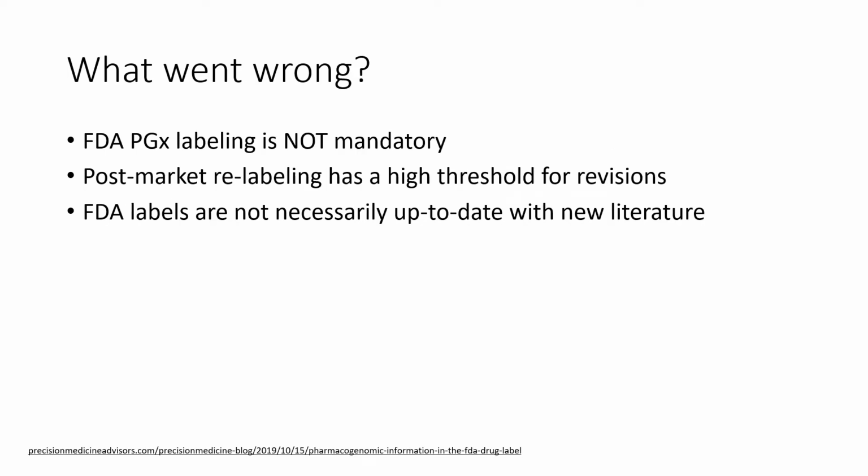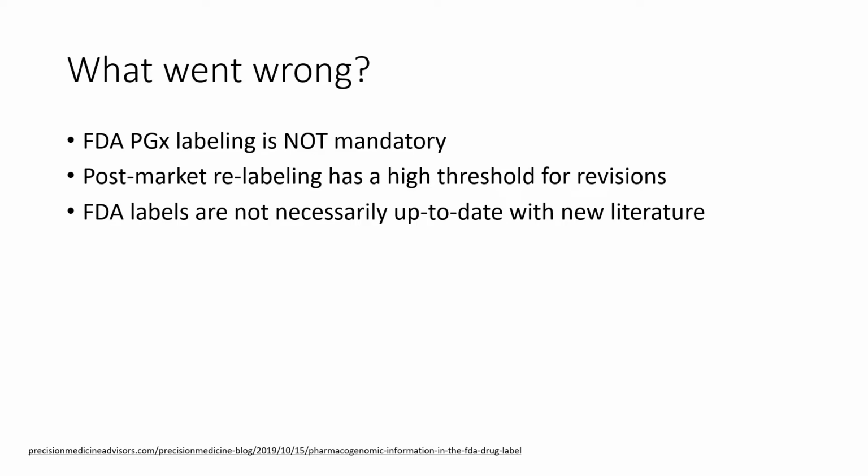And so what really went wrong here? Why was this information not already in the label? So one thing, especially when voriconazole came to the market, PGx labeling was not mandatory. So these companies did not have to even study pharmacogenetics at this point to put it in the label. Post-market relabeling has a very high threshold for revisions. I think many patients actually have to die before they actually change a label. At least that's what it feels like.